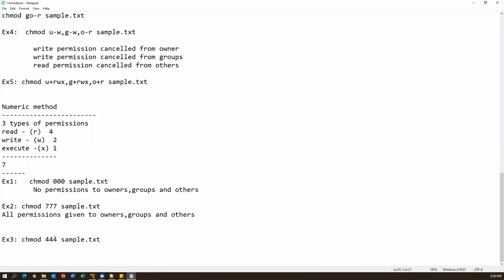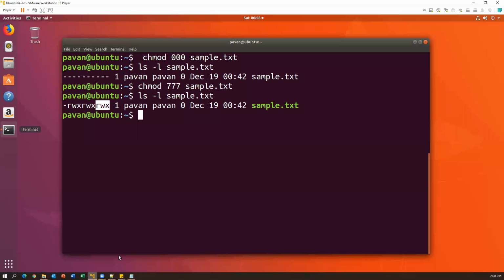chmod 444 sample.txt. What does 4 mean? 4 represents only read permission. So read permission to the owner, read permission to the group, read permission to the others. For owners, groups, and others, I have given only read permission. Now let us cross-check this command.